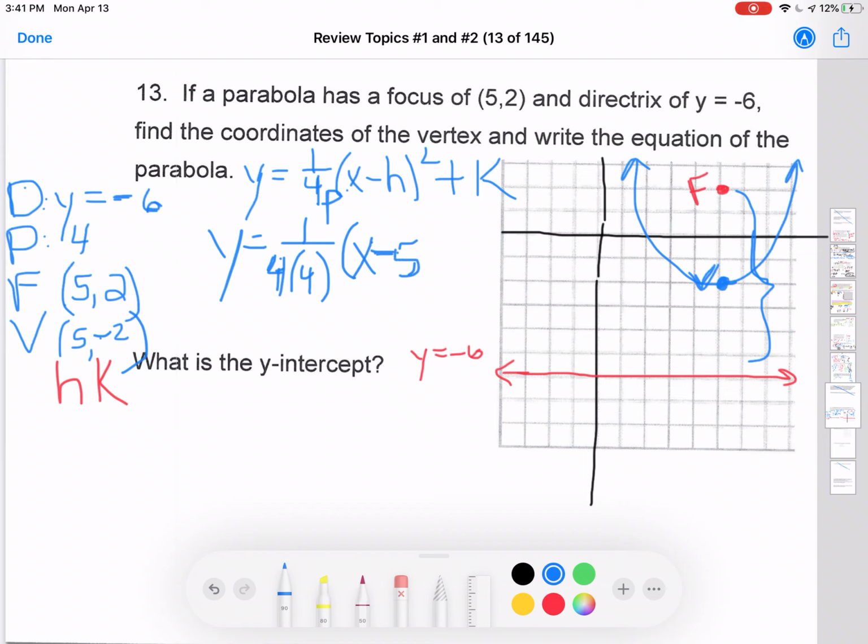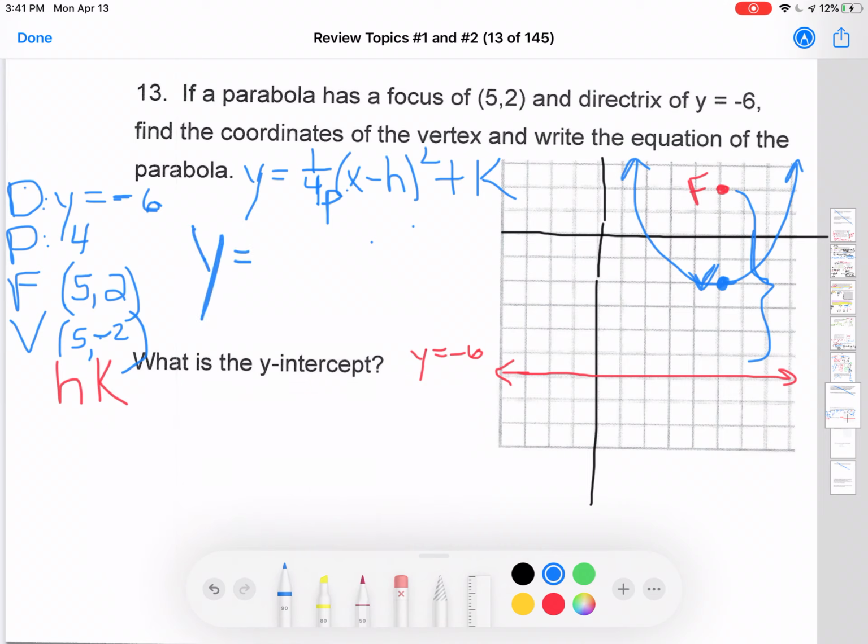Oh my God, this is so annoying. Okay, I'm just erasing that because that's so sloppy. Let's make it thicker, maybe that'll be a little better.